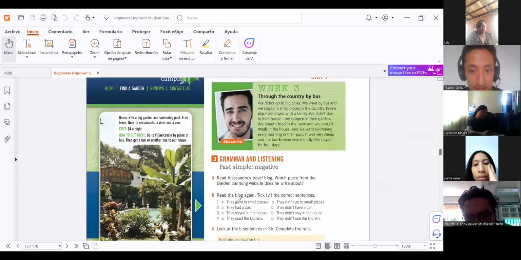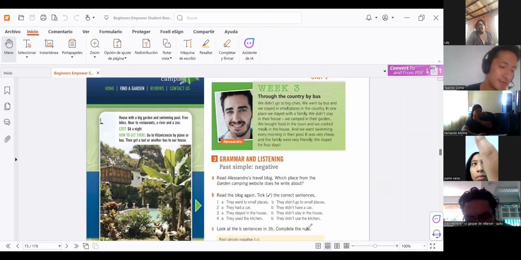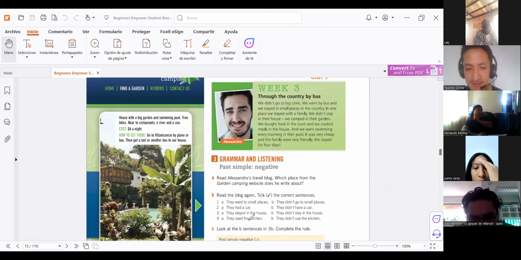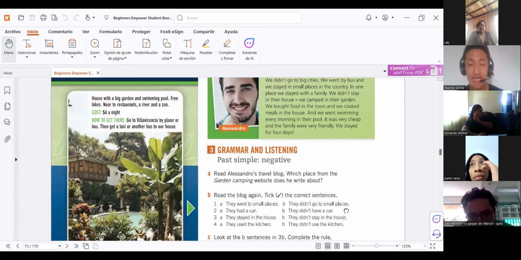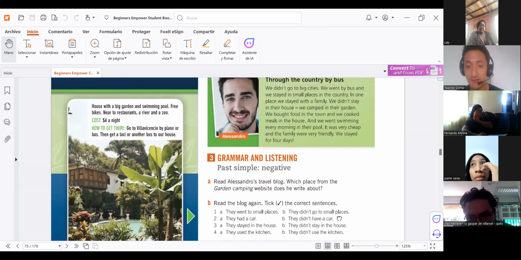Okay, they went to small places, they didn't go to small places. They had a car, they didn't have a car. They stayed in the house, they didn't stay in the house. They used the kitchen, they didn't use the kitchen, okay? According to what we read, we have to identify if these sentences are true or not. Right? So you're going to help me, please. You're going to read Alex, Alessandro's story. Read, please.